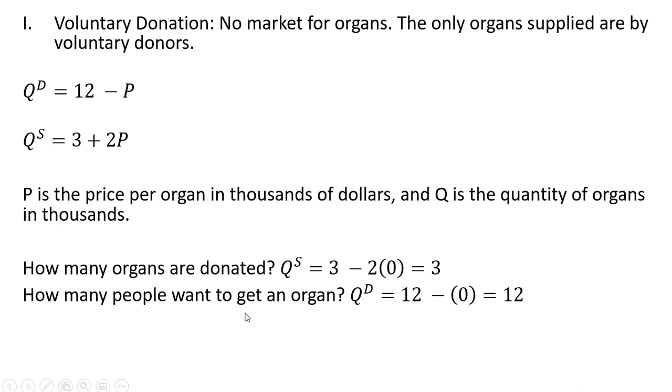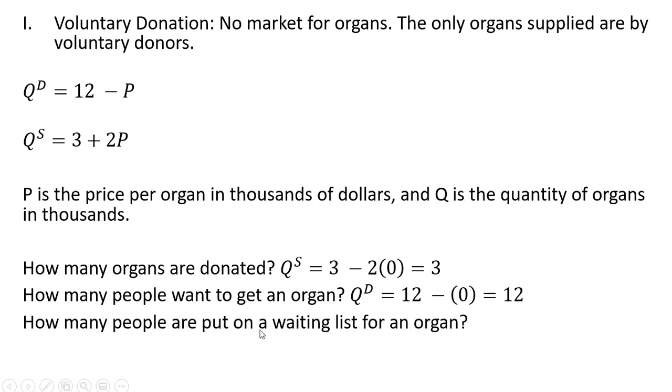How many people want to get an organ? We look at the demand equation, and since P is zero, at a price of zero, 12 people would like to get an organ, or 12,000 people. How many people are put on a waiting list for an organ? Well, there is an excess demand. The quantity demanded of 12 exceeds the quantity supplied of 3. So there will be 9 people put on a waiting list, or 9,000 people put on a waiting list for an organ.